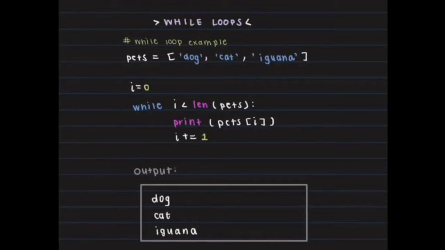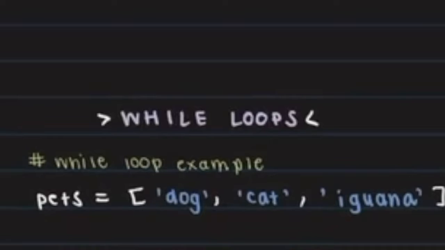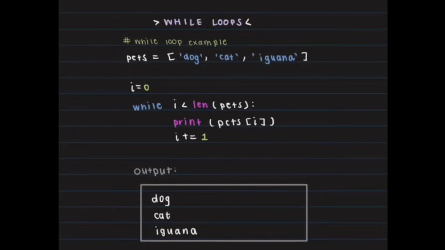Let's start with a simple while loop example. We have defined a list called pets, and within this list there are three string elements: dog, cat, and iguana. The goal of our code here is to print out every element that is within a list.